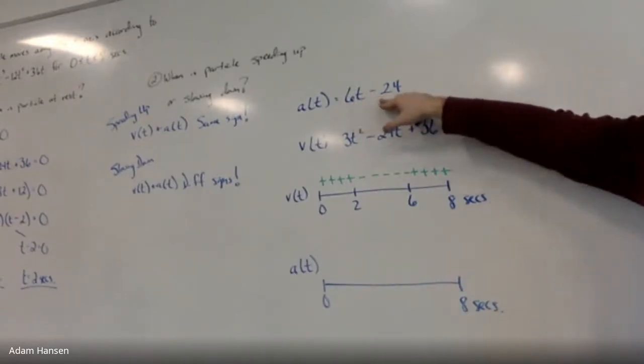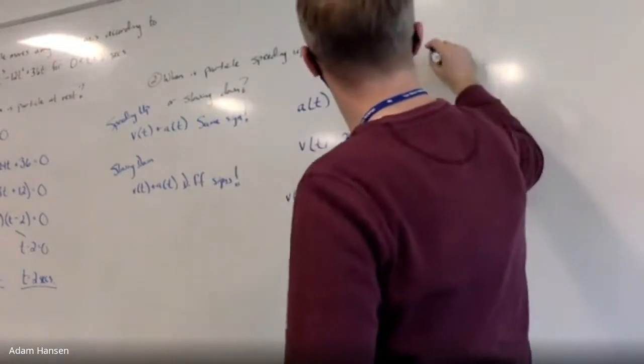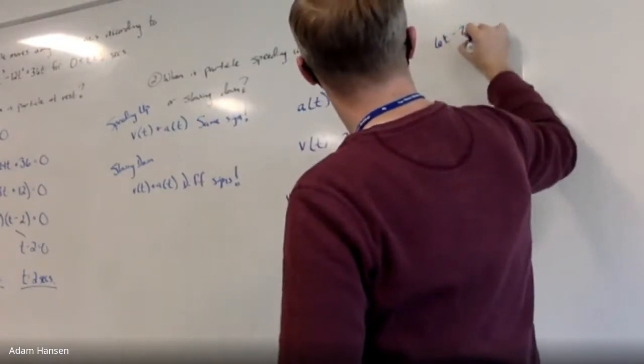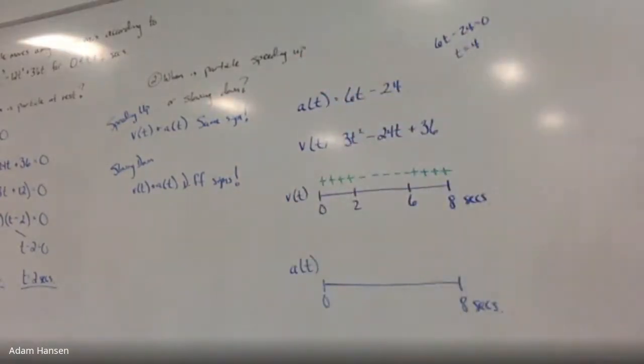6 times 4 minus 24 equals 0. Just set 6t minus 24 equal to 0, and you could simply solve and get t equals 4. Acceleration is equal to 0 when t equals 4 seconds.